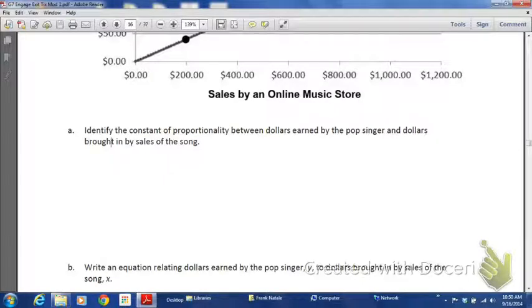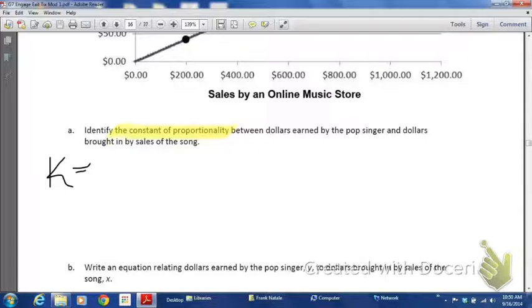Okay, so here we are. We are now at question A. Identify the constant of proportionality. This is what I am looking for in this problem: the constant of proportionality between dollars earned by the pop singer and dollars brought in by sales of the song. They are not asking for an explanation. They just want it written in the constant of proportionality formula, which is K equals something.